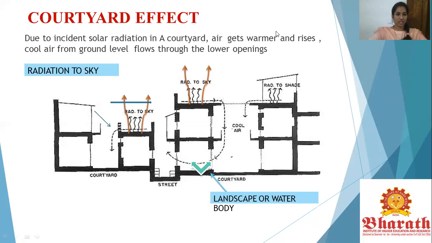So then, looking at what exactly is your courtyard effect. We're talking about your stack effect, then your wind towers, and then the courtyard effect. Basically, due to the incident solar radiation in a courtyard, the air gets warmer and rises, whereas the cool air from the ground level flows through the lower openings. You could see in this example how they have tried to show how the air moves up due to the radiation, whereas the courtyard and the water bodies try to cool down the system.